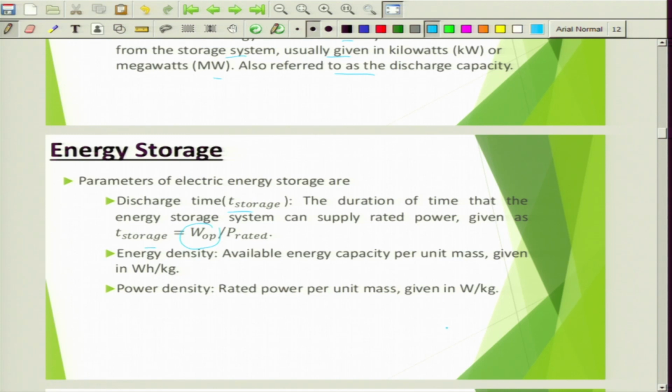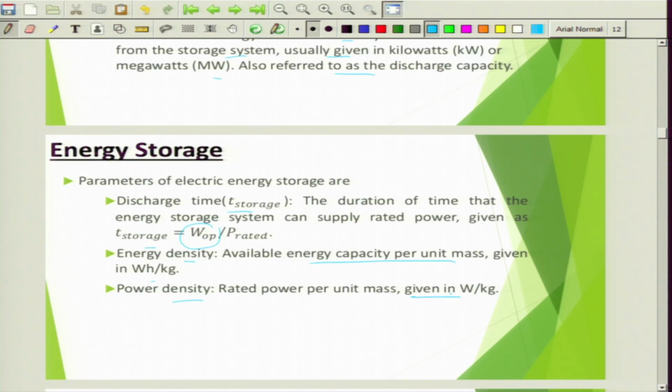And then there is another important parameter, which is energy density, the available energy capacity per unit mass, given in watt hour per kg. So this is a very important thing. Let us say for example we take lithium ion storage. Lithium ion storage has very good energy density. That means a small volume of lithium ion battery can store a good amount of energy as compared to its own family of storages, it could be lead acid or nickel cadmium or any of them. So lithium ion has a better advantage over these other storage units because it has that high energy density capacity, where a small volume of lithium ion can have better energy storage.